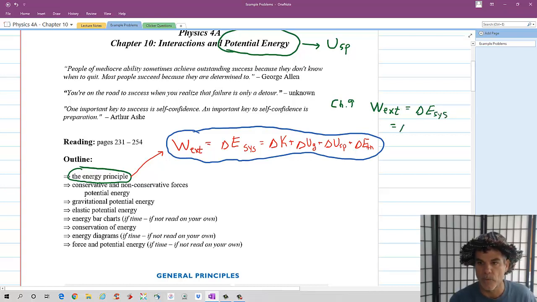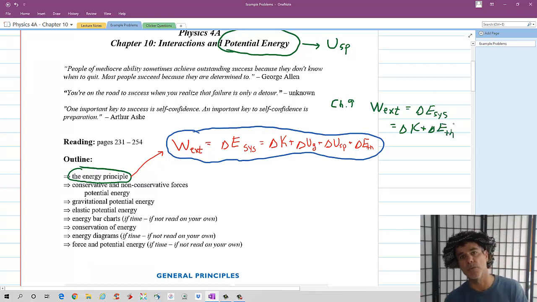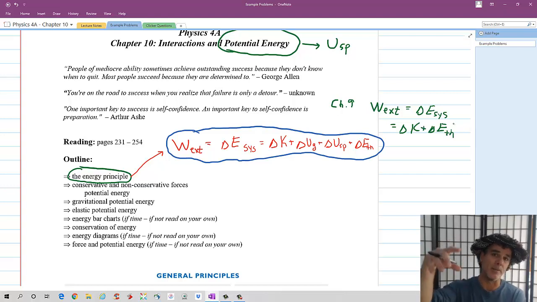In Chapter 9, we only looked at two forms of energy: kinetic energy, energy of motion, and thermal energy, which is basically heat. We weren't looking at gravitational potential energy or elastic potential energy because we weren't looking at interactions. Now we're going to start looking at the interactions between the Earth and an object, and the spring and an object. So now we have four different forms of energy we're going to be considering.